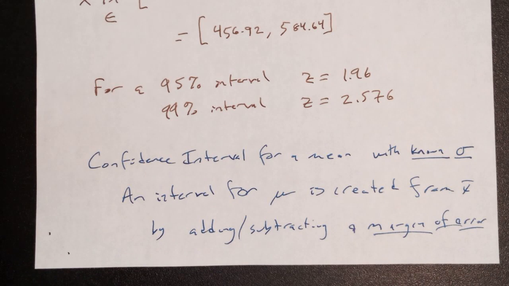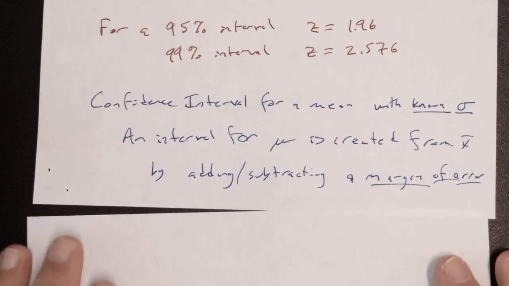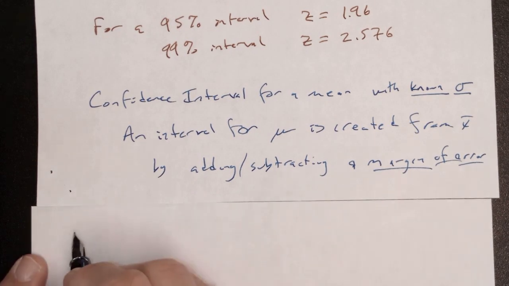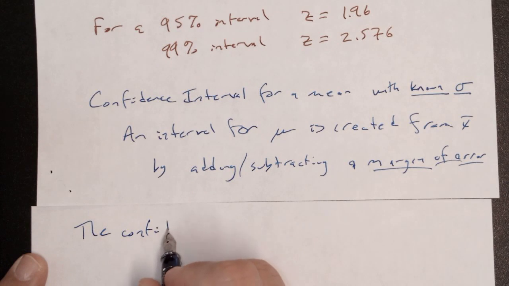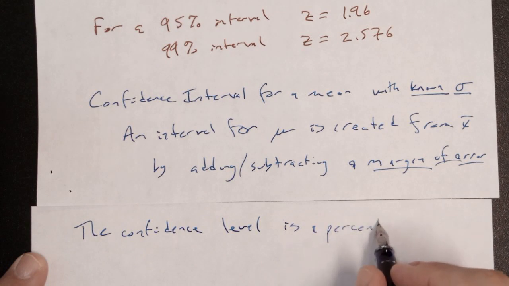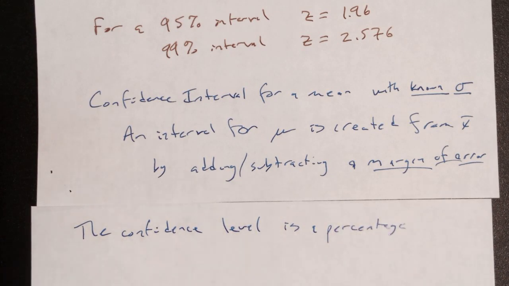And again, that margin of error is decided upon by our desired level of confidence. So I want to be 90% sure that the real parameter for the average is in my interval. Or I want to be 95% sure, 99% sure, 98% sure, however I want to do this.